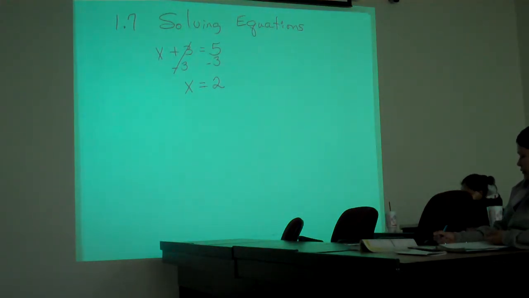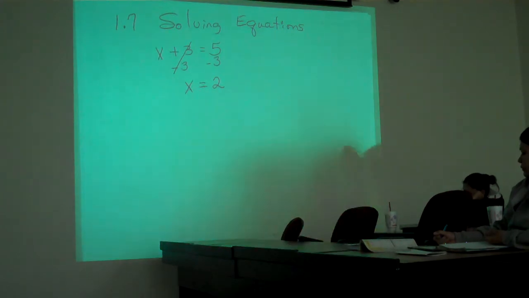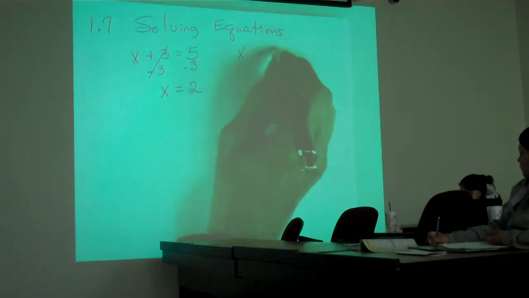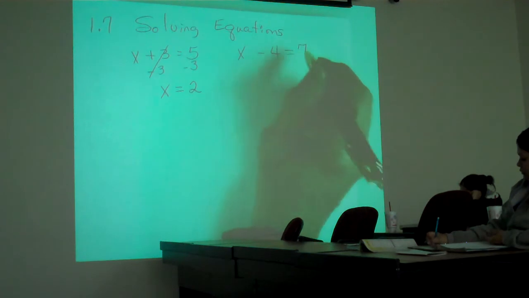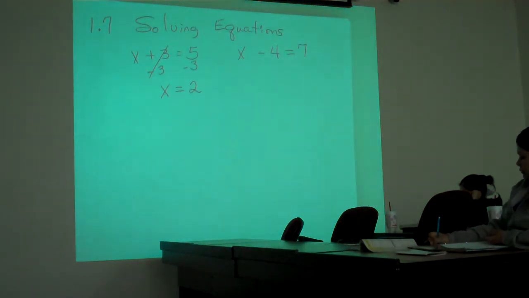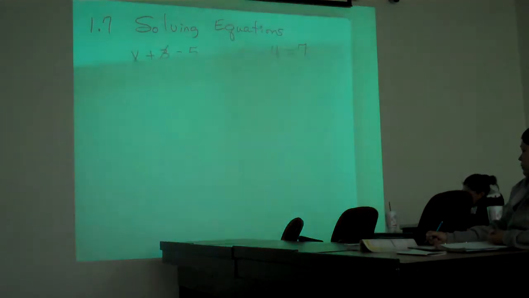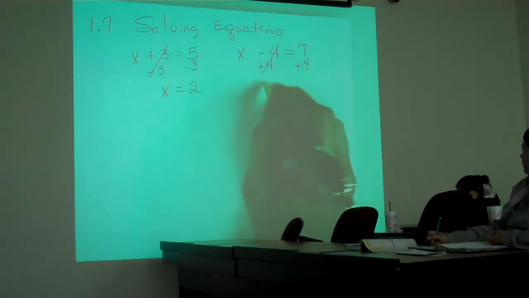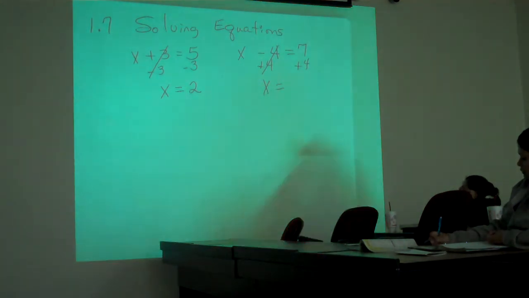Okay? If you have a problem that's subtracted, if you have x minus 4 equals 7. Okay, don't tell me it's 3, because 3 minus 4 is not 7. What number would you subtract 4 from to get 7? Okay, the way to do that, the opposite of subtracting 4 is adding 4. We're going to add 4 to both sides. So you have x equals 7 plus 4 is 11.